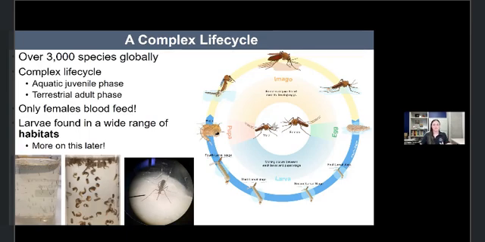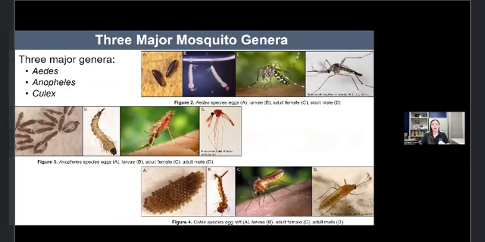Now, this is the general life cycle for all mosquitoes, but there are some differences based on the different types of mosquitoes you might be encountering. So our 3 main genera, our 3 main groups of mosquitoes, are Aedes, Anopheles, and Culex. And so we're going to go through these 3 groups.